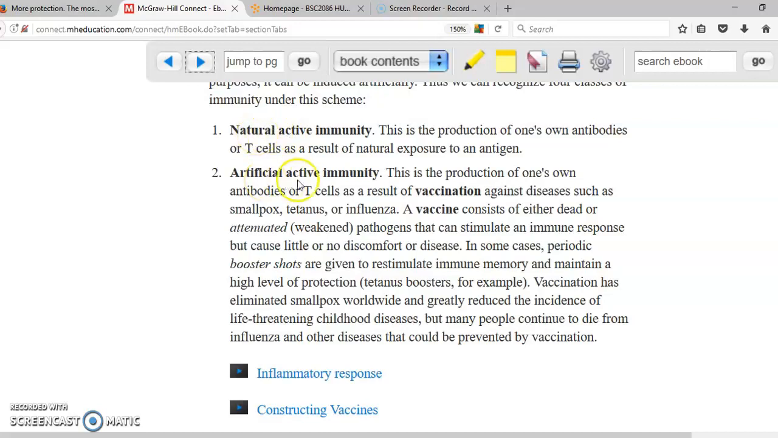Then you have artificial active. Artificial, you did not get your own infection. You got the infection artificially, like for example with a vaccine. And you are active because you created your own antibodies against this infection that was given to you with a vaccine. So that's why it says in here vaccination and vaccine.